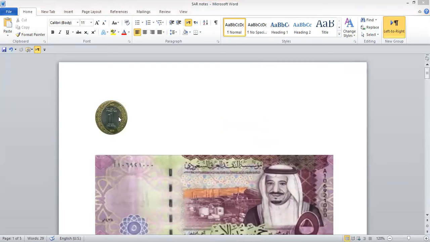Look at this coin, guys. This coin you normally use. Can you tell me the value of this coin, guys? What is the value of that coin? One. One real. Very good. The value of this coin is 1 real.